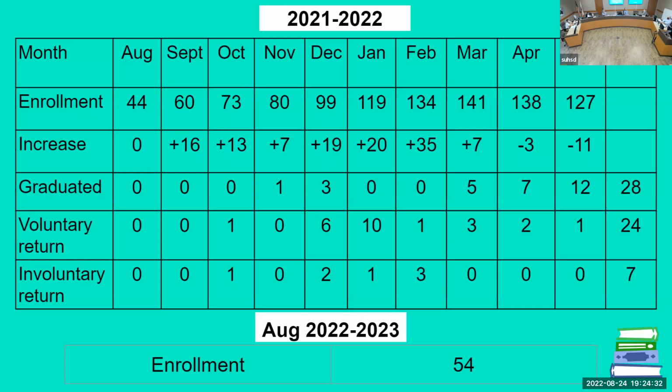So here are the numbers from last year. In 21-22, we average about 50 independent study students every year. Last year, we saw our peak with 141 students enrolled in the program in March. And then you can see the increase and the decrease by month. Some of that decrease is from students who graduate early. Some of it is from students who voluntarily return to their campus. We saw a lot of kids, well, our highest bump was in January at the beginning of the second semester, of students who decided to return.